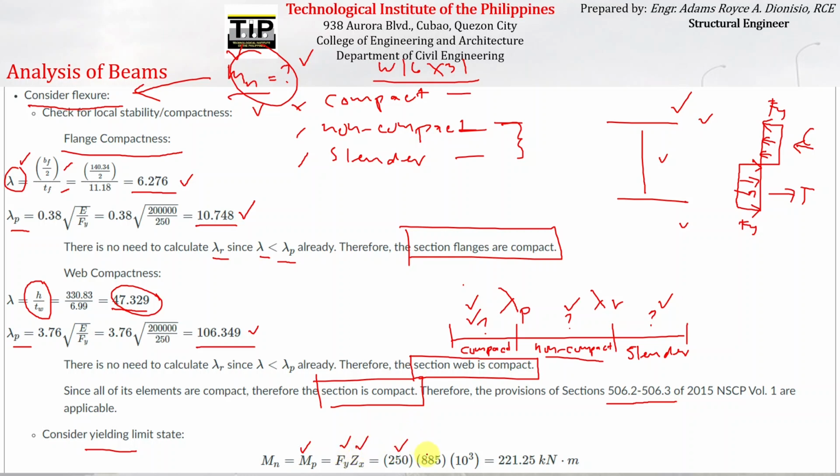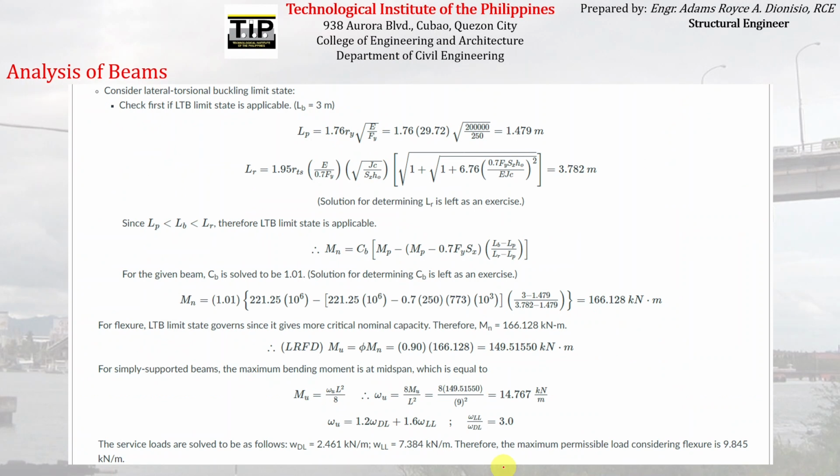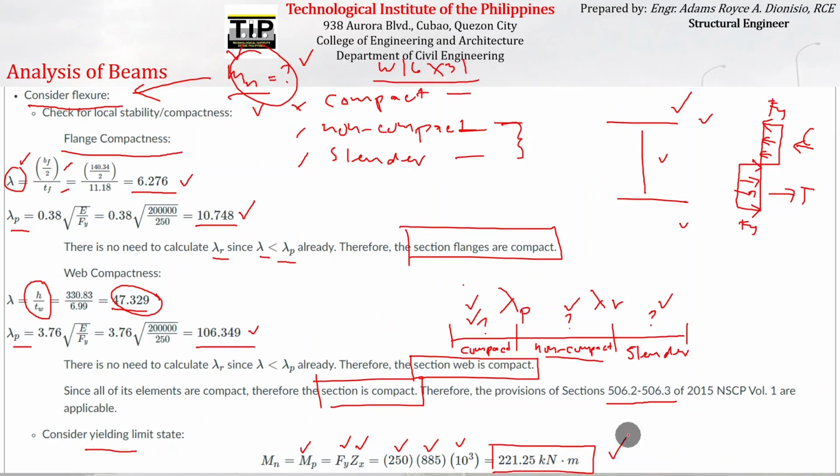The Fy is given as 50 megapascal. The section modulus is already found from the ASEP Steel Handbook. So you just have to make sure that your units are consistent. Multiply each of these, and then you can see that the nominal moment capacity is equal to this. Although you must not conclude that the moment capacity with respect to flexure is already equal to this, because we are just checking the limit state of yielding.